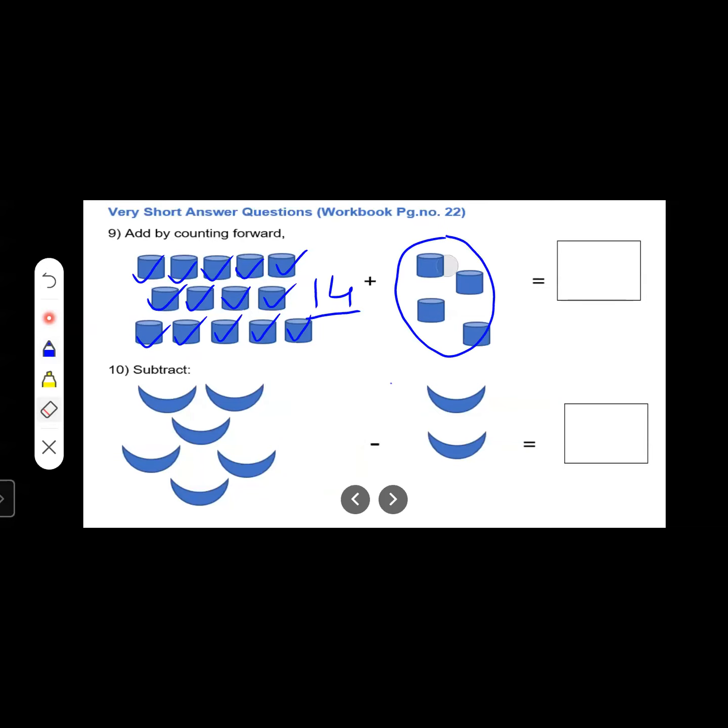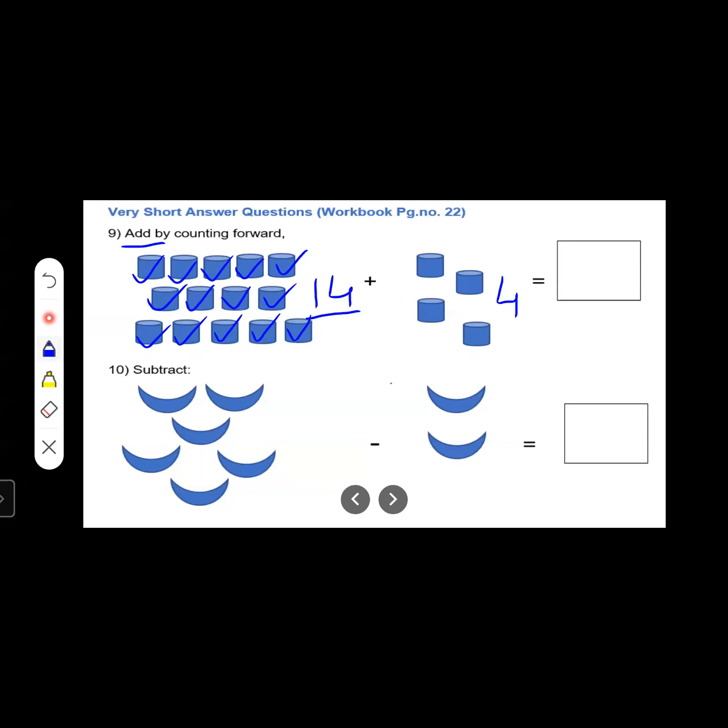Let us count. 1, count it with me. 2, 3, 4. How many cylinders are given? 4 cylinders. So what we have to do over here? Addition or subtraction? Addition. Why? Because your plus sign is given, right? And the question is add by counting forward. So addition you have to do. Read the question carefully before you solve it. Okay. So counting forward, right?